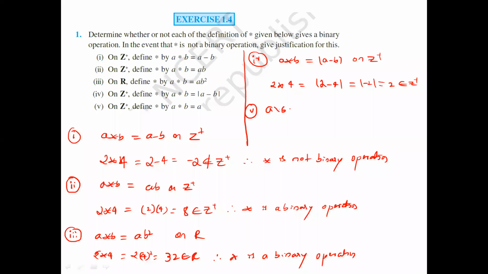A star B equal to A on Z plus. Now I'll take 2 star 4. 2 star 4 equal to what? 2. Look into this binary relation, meaning binary function. So 2 belongs to Z plus. Therefore, again it is also a binary operation. It is a binary operation, we can write.